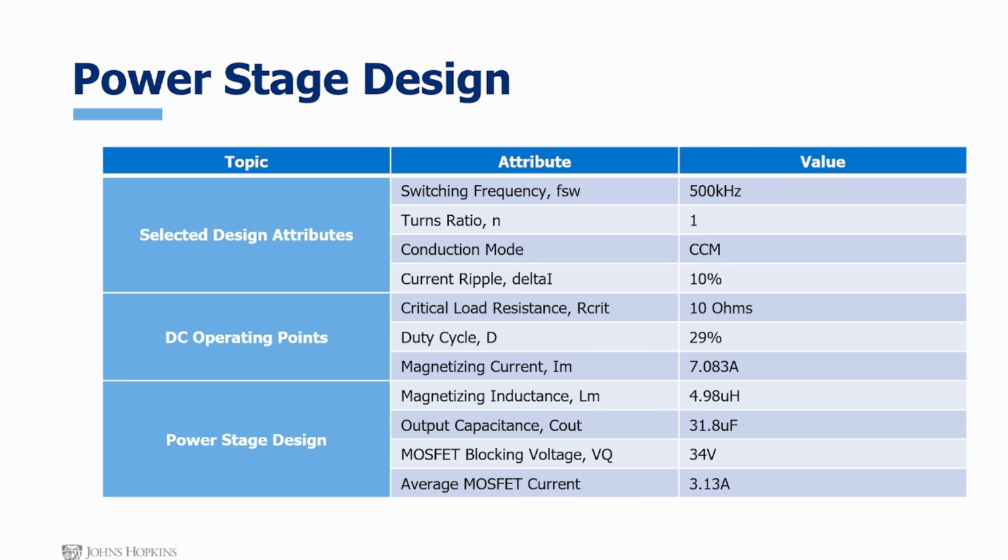For the power stage design, I've selected a switching frequency of 500 kHz, a turns ratio of 1 for simplicity. Conduction mode is CCM, with a current ripple of 10%, a critical load resistance of 10 ohms, however 8 ohms was implemented, a duty cycle of 29%, magnetizing current of around 7 amps, magnetizing inductance of 4.98 microhenry, an output capacitance of 31.8 microfarad, a MOSFET blocking voltage of 34 volts, and an average MOSFET current of 3.13 amps.